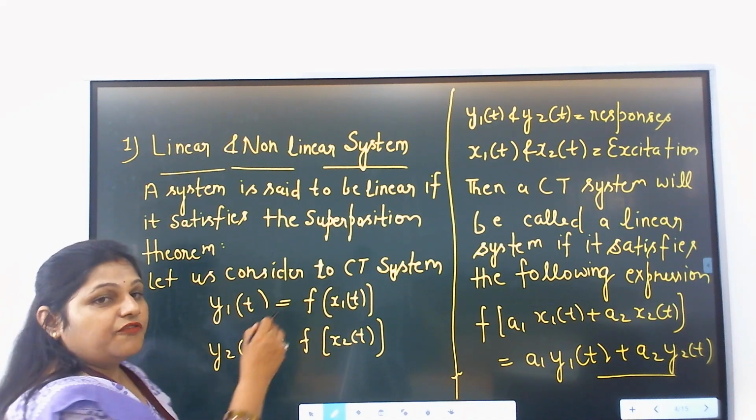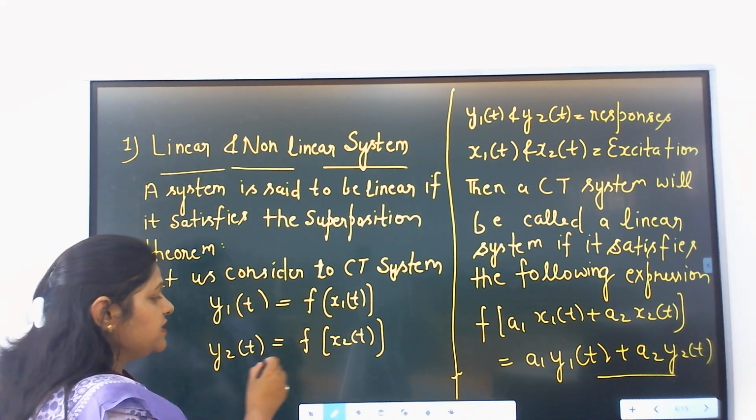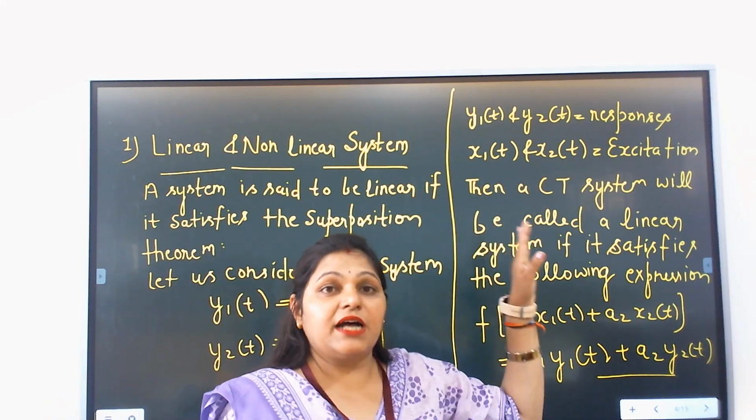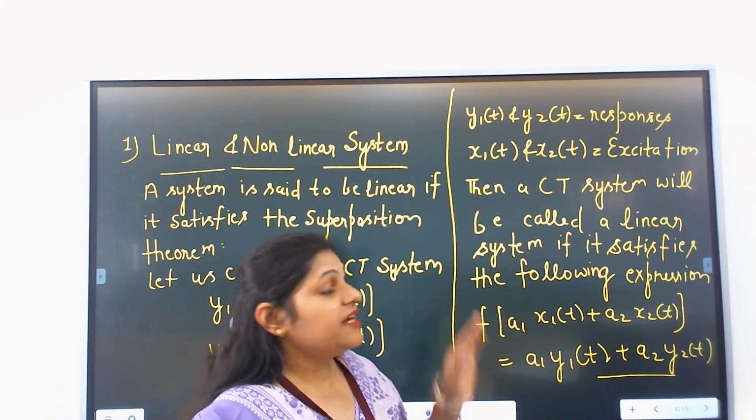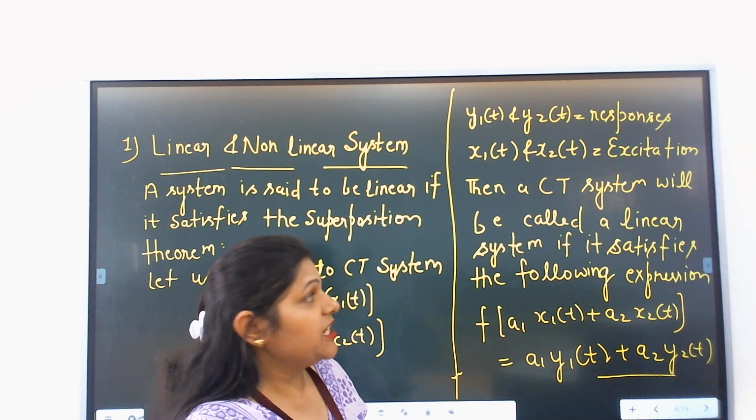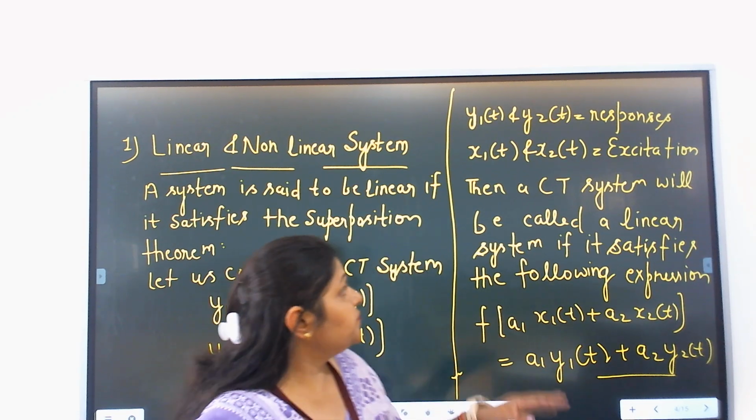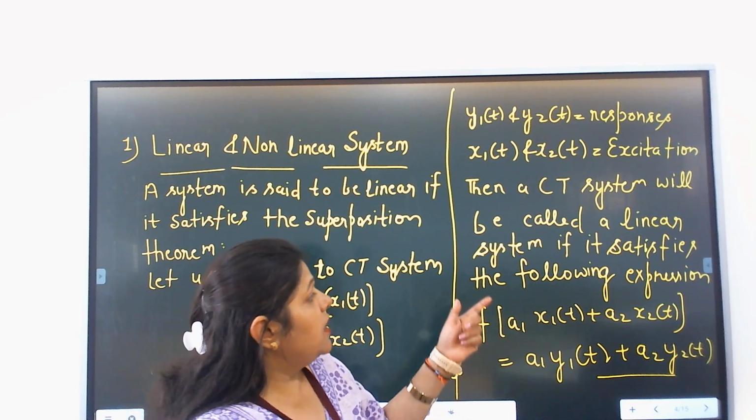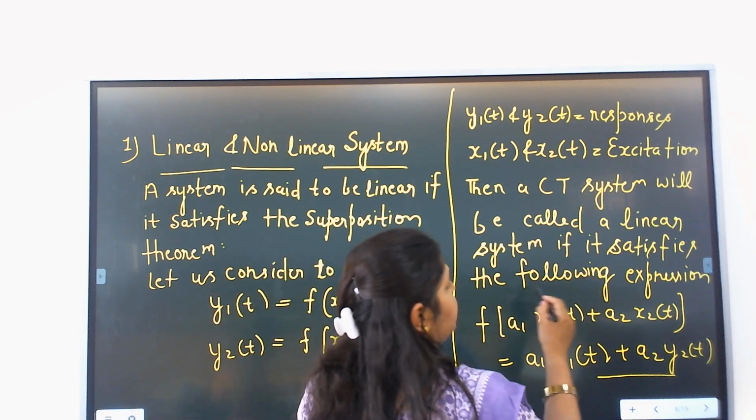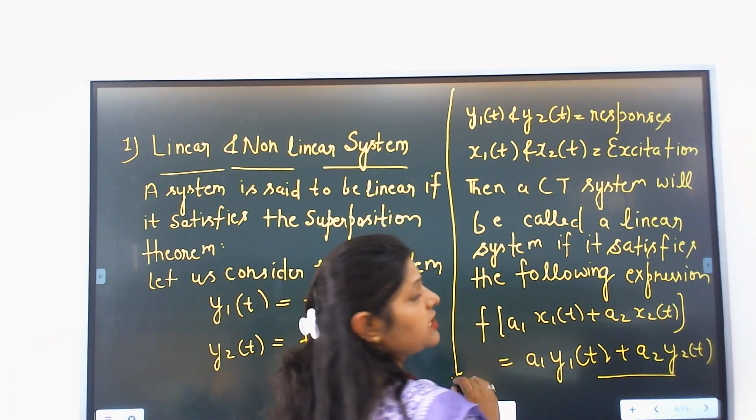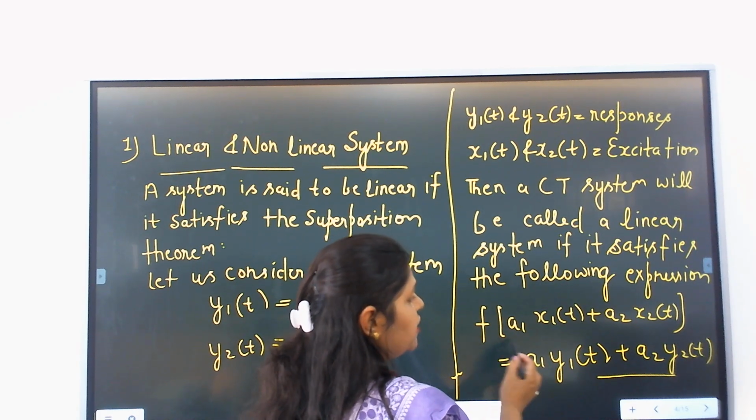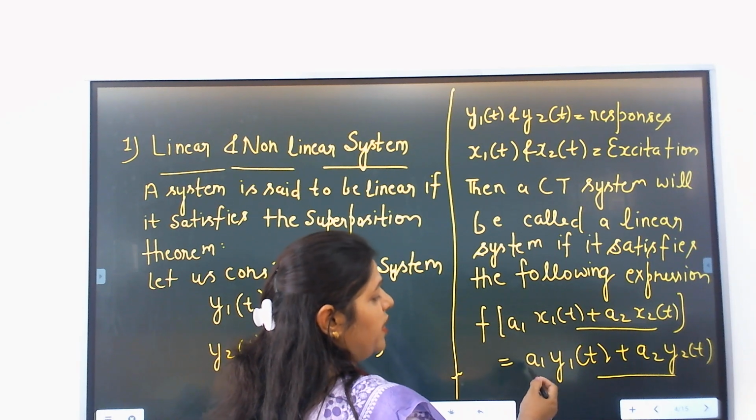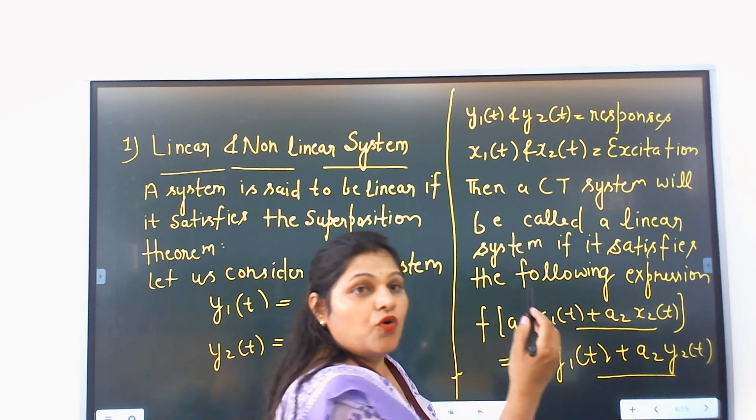y1(t) is the function of x1(t) and y2(t) is the function of x2(t). y1(t) and y2(t) are the responses and x1(t) and x2(t) are excitations or inputs. Then a continuous time system will be called a linear system if it satisfies the following expression. What is the expression? The expression is: function of a1 x1(t) plus a2 x2(t) equals a1 y1(t) plus a2 y2(t).